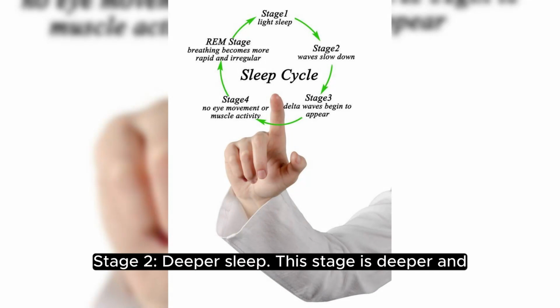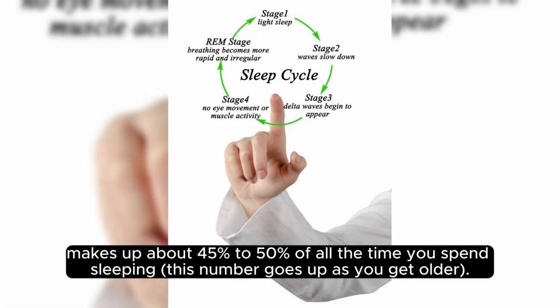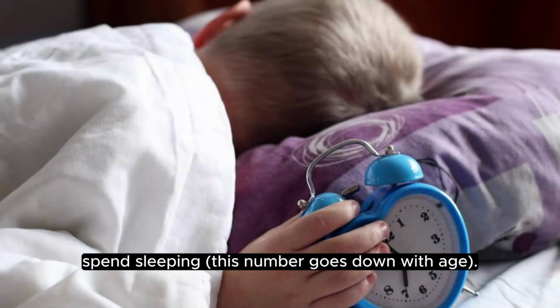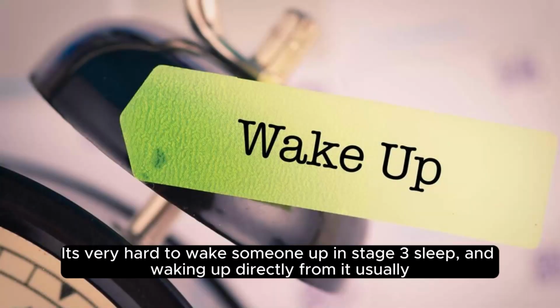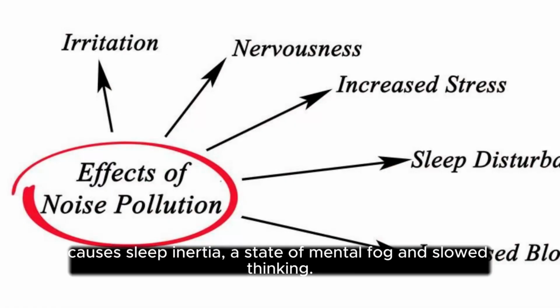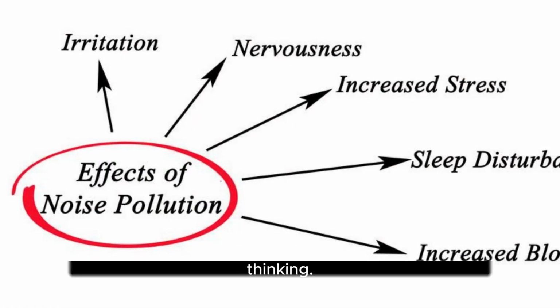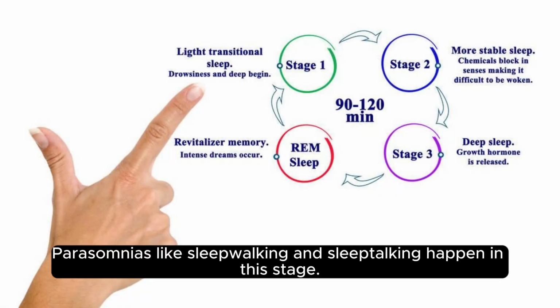Stage 2, deeper sleep. This stage is deeper and makes up about 45% to 50% of all the time you spend sleeping. This number goes up as you get older. It's very hard to wake someone up in stage 3 sleep, and waking up directly from it usually causes sleep inertia, a state of mental fog and slowed thinking. Parasomnias like sleepwalking and sleep talking happen in this stage.